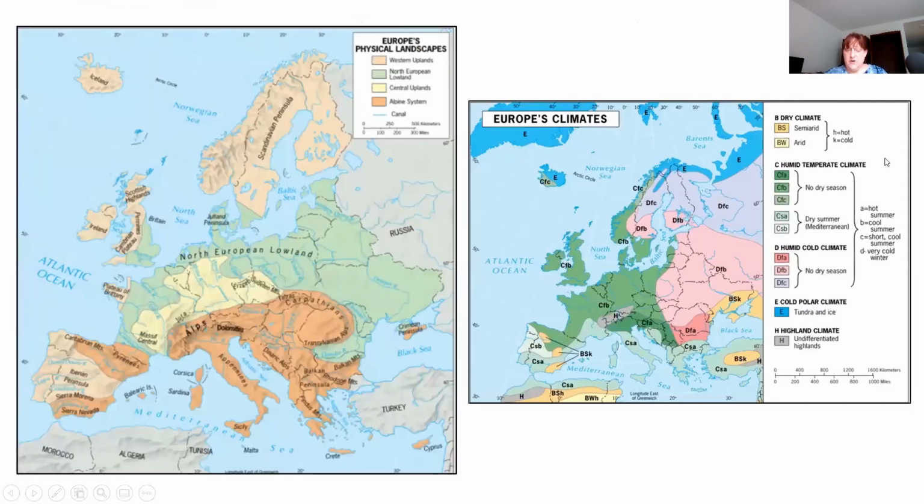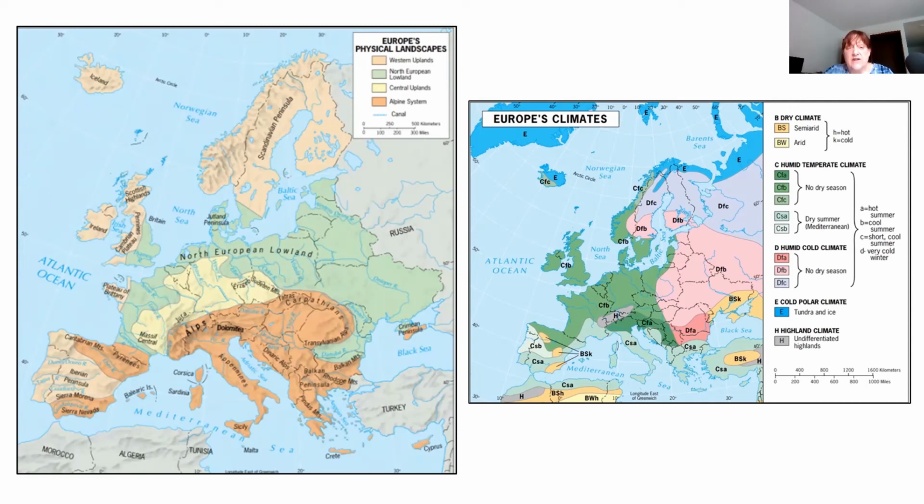All right, so let's look a little bit at Europe. If you look here, you see that Europe is composed of a lot of peninsulas and islands. It has 40 countries, and there are about 600 million people that live there. If you look at the physical landscapes, you'll see that we have the Western uplands, the Central uplands, the Alpine mountains, and the North European lowlands.